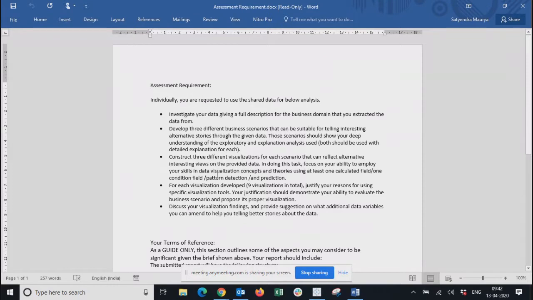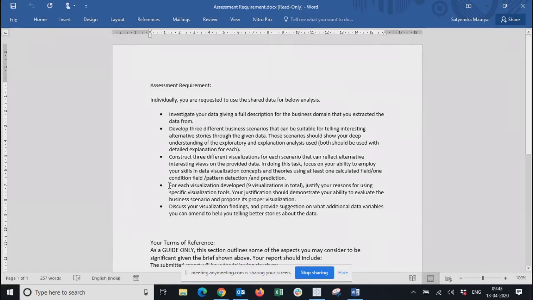Your skills in data visualization concepts and theories using at least one calculated field, one condition, pattern detection, and prediction. So prediction you can leave right now, because it's forecasting and we have not done that yet. But yes, the calculated field and pattern you can create. We have created many calculated fields so far, and pattern detection is nothing but trend analysis, like trend lines. Yeah, that is what you need to create.